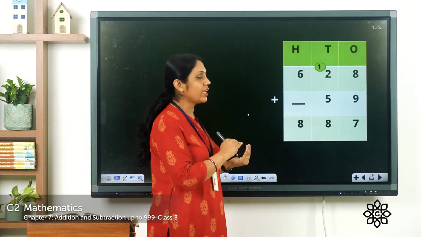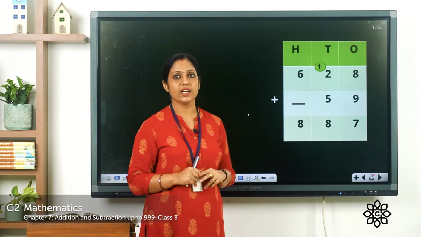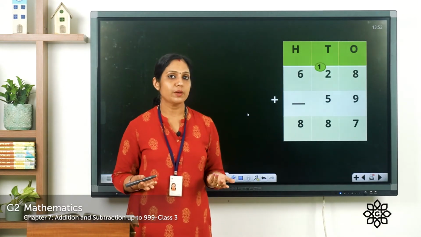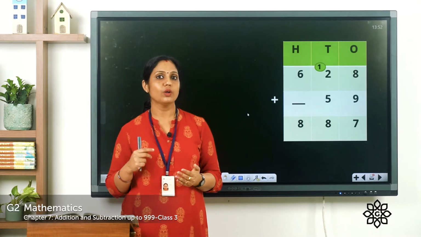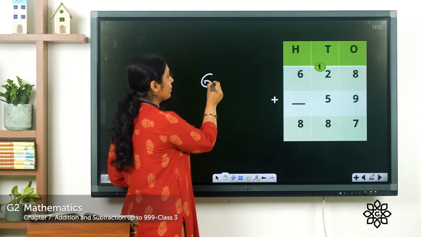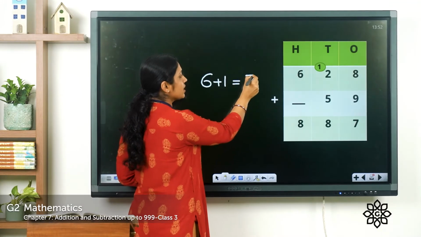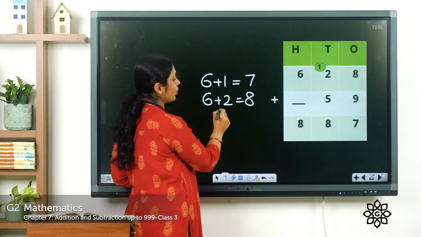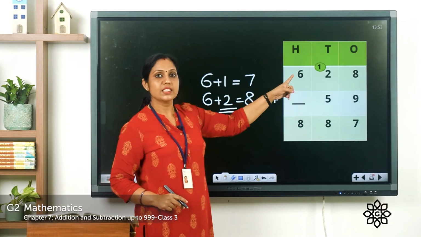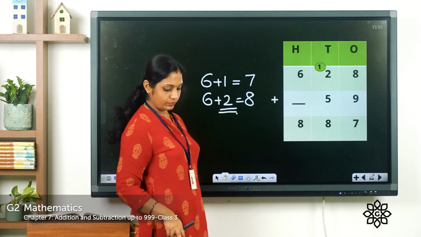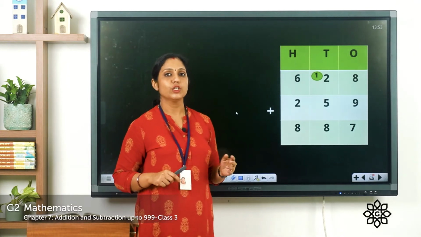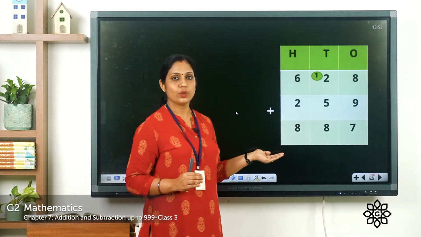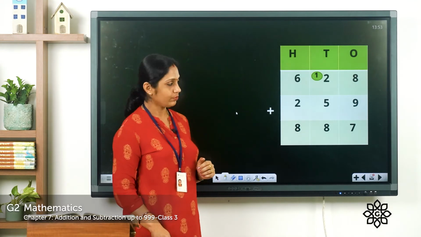We'll move on to the hundreds place and we have to find out the missing number here in the hundreds place. So we have 6 plus dash is equal to 8. So it is like we did before, 6 plus 1 is equal to 7. What about 6 plus 2 is equal to 8? So what we have to write here? It is 6 plus 2 makes 8. So in the hundreds place, we write 2 and we get the answer 628 plus 259 is equal to 887.